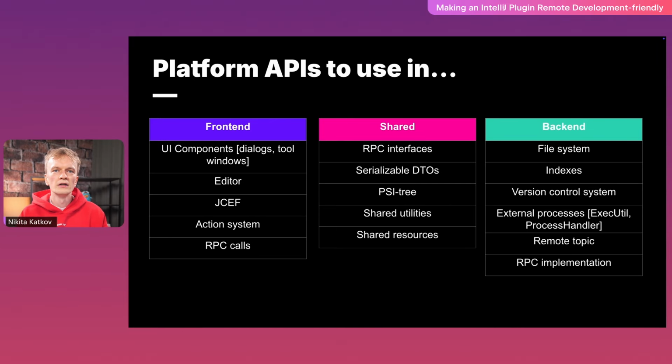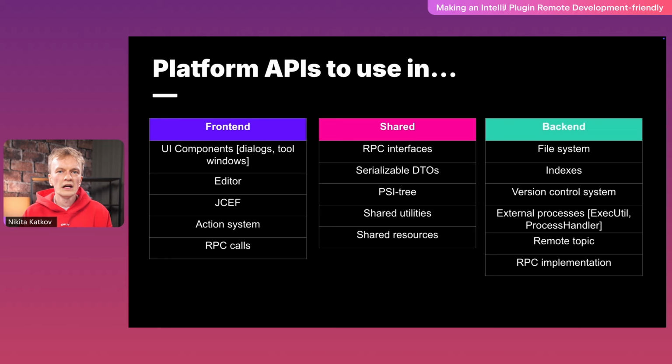I'd love to get you familiar with a short list of core APIs one should use on either the frontend or backend side. First, consider having the following API usages in your frontend module. Any UI components and dialogues, be it tool windows, editor UI, JCEF browser, etc. Secondly, the action system. Since actions are essentially a reaction to user input, they must be quick, and must get updated in time. So they naturally belong to frontend.